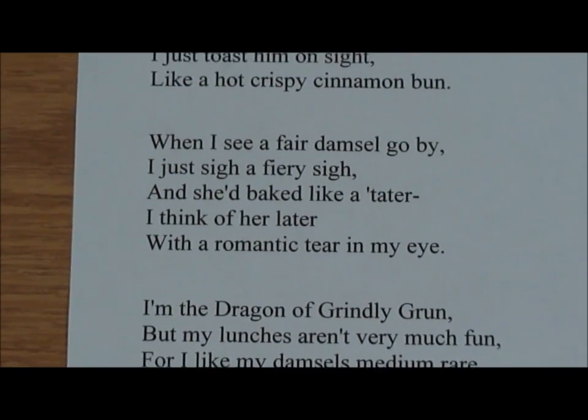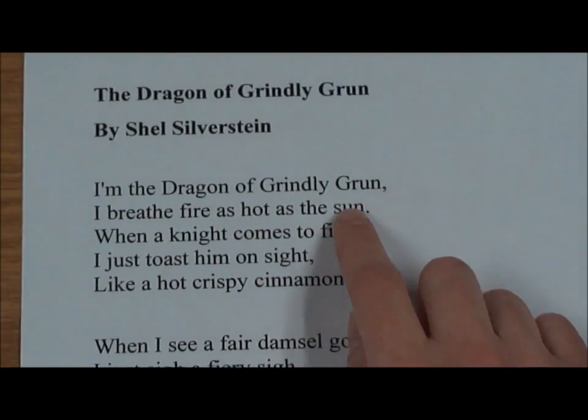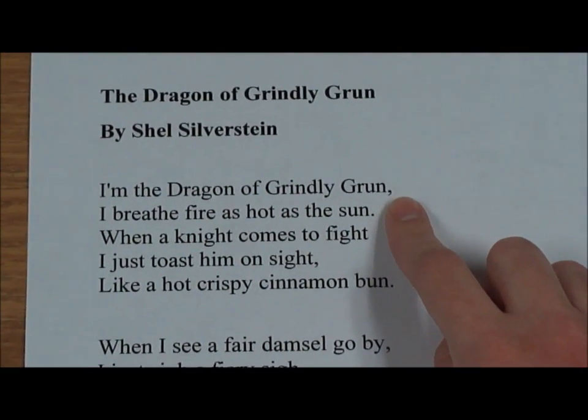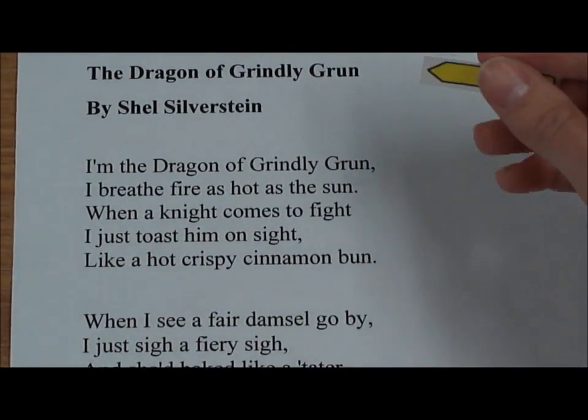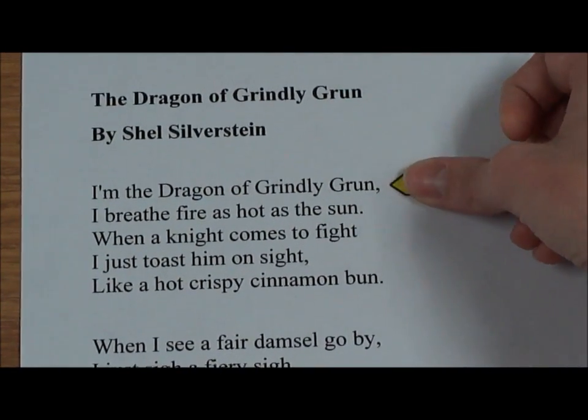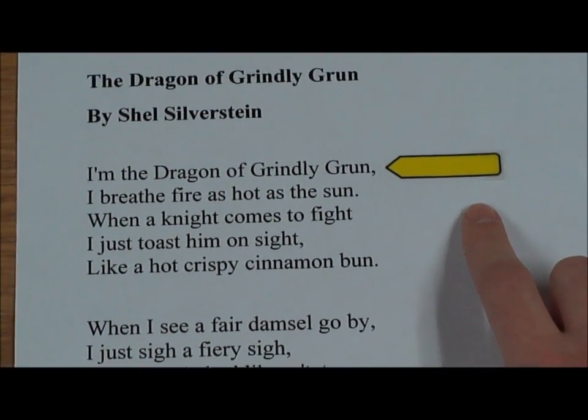Now that I've read the poem once, I will go back and monitor myself as I read 2 lines at a time. I'm the dragon of Grinly Grun, I breathe fire as hot as the sun. I'm going to put a yellow flag next to this line because I'm not exactly sure what Grinly Grun is. I think that it may be a place that the dragon lives because it states that he is the dragon of Grinly Grun.